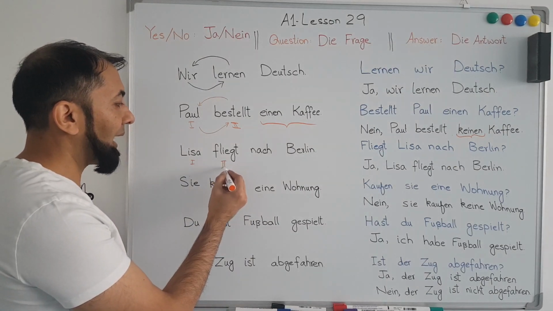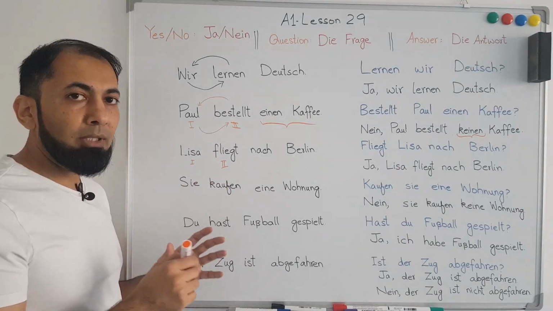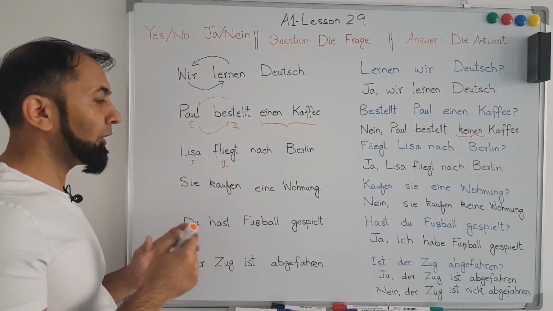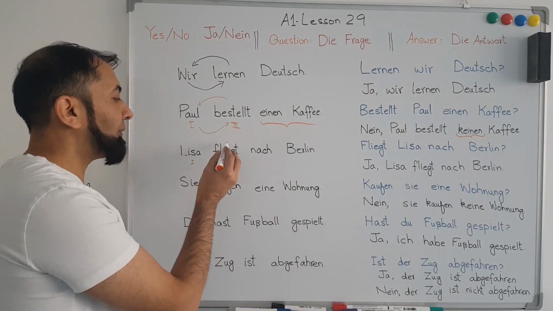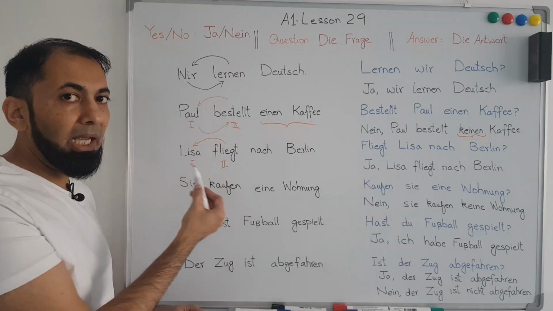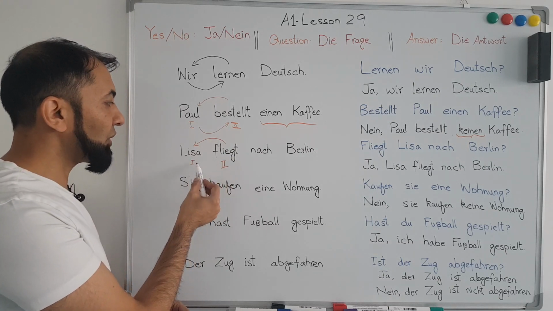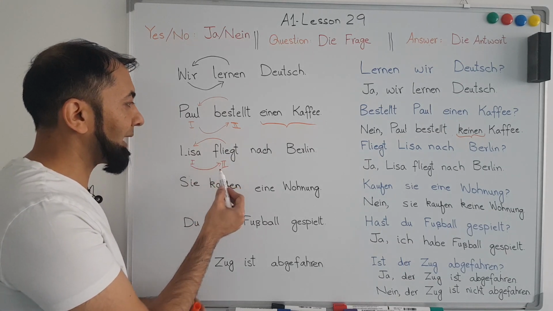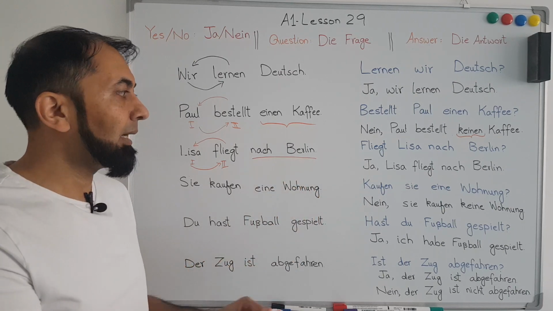At second position we have the verb, which is conjugated according to the subject, Lisa. Now, in order to make a question or to ask if Lisa flies to Berlin, what we have to do is exchange the positions of verb and subject. So the verb will come to the first position and the subject will go to the second position, and the remaining part of the sentence will remain as it is.